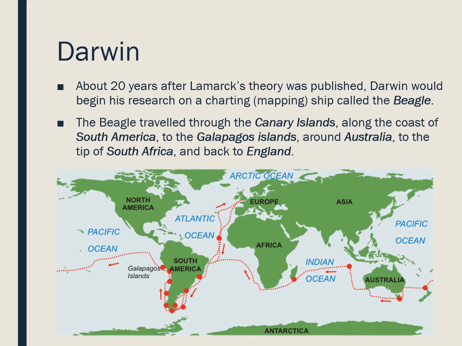All right. So about 20 years after Lamarck's theory was published, Darwin started his adventure on a ship called the Beagle. The Beagle traveled through the Canary Islands along the coast of South America to the Galapagos Islands, which are down there in South America. You can kind of see them on this left-hand side of South America. He also traveled around Australia, the tip of South Africa, and then came back to England. He did most of his research, however, in the Galapagos Islands with the finches, if you've ever heard of Darwin's finches.